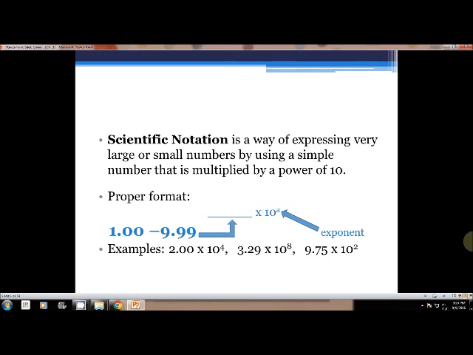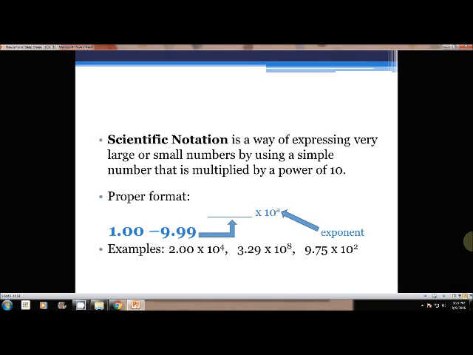I know this, but scientific notation is a way of expressing a very large or small number by using a simple number that's multiplied by a power of 10. So the proper format is given, and then the example line is on the next slide for the correct way to write examples. On the line, the number that goes in front of the times 10 to the whatever needs to be between 1 and 10, 1 and 9.9999999.